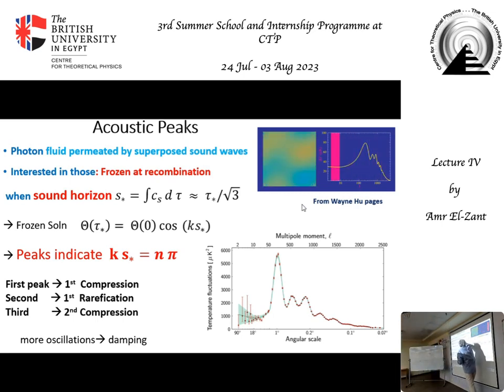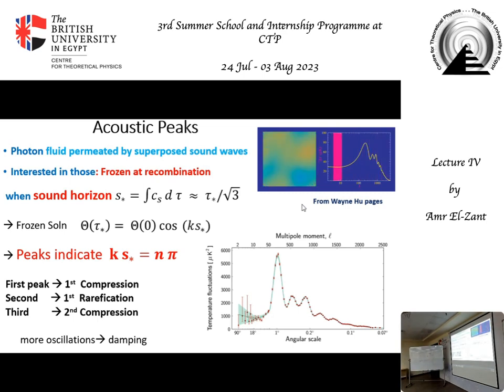So this is it, and we approximate it by just c over the square root of 3. This is variable in principle, but it doesn't vary that much, because most of the time, from t equals 0 to 400,000 years, is dominated by radiation, actually. So you can say there's just a square root of 3 c.